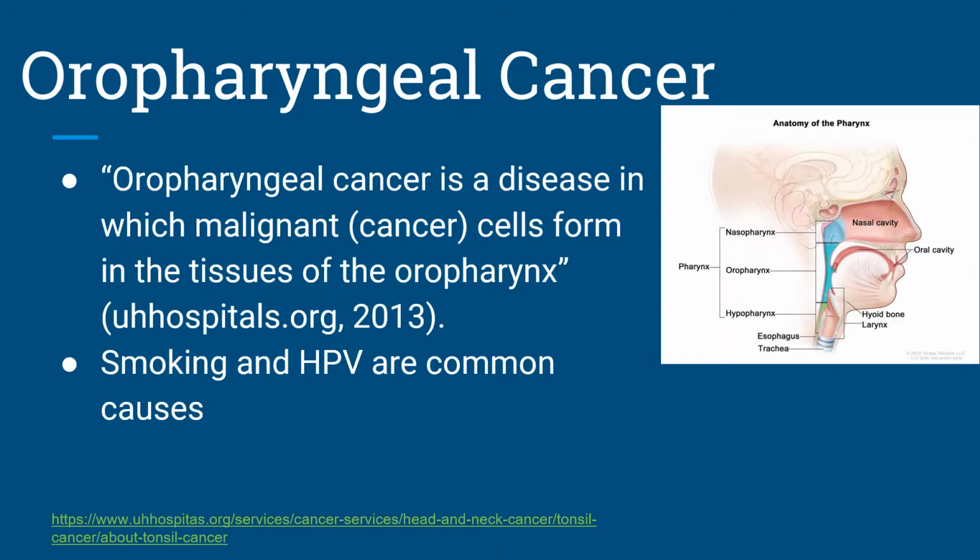Oropharyngeal cancer is a type of head and neck cancer. The oropharynx includes the soft palate, side and back wall of the throat, tonsils, and the back third of the tongue, shown here in blue. Sometimes cancer can occur in more than one place. This includes the oral cavity, nose, pharynx, larynx, trachea, or esophagus.